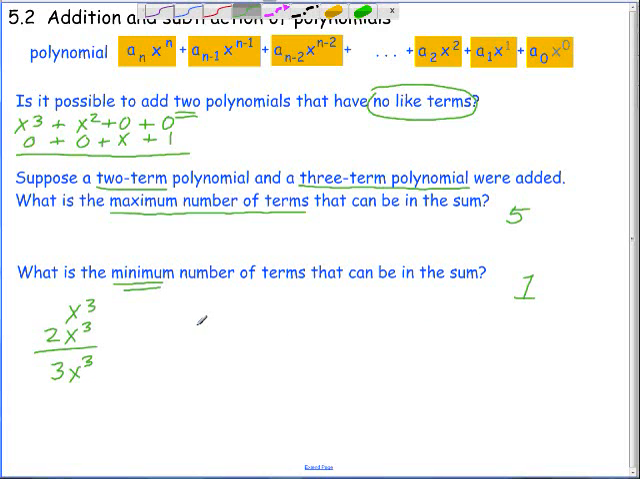Now, maybe that's not really the question I want to consider here. Maybe what I should have been thinking about is what's the minimum number of terms that I could have in the sum of a 2-term and a 3-term polynomial. The assumption here is that these polynomials are already in good polynomial form, so they don't have any like terms in common within the polynomial. But these 2 terms could be matching to two of these, and in that case my answer would be 3.